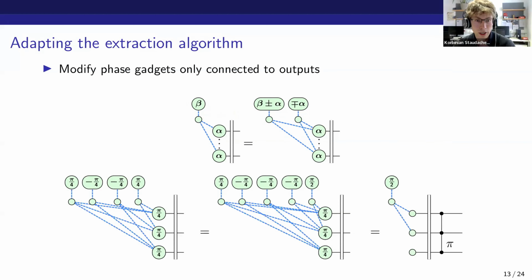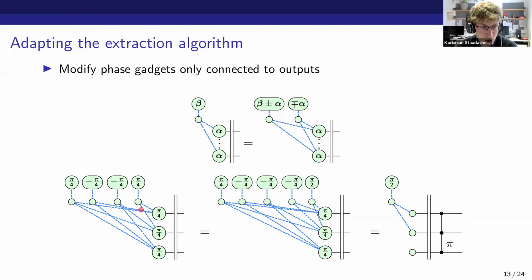And as an example where this might occur is the following. This structure here has every phase gadget we would need for a 3-qubit controlled phase gate, but the phase of this phase gadget would need to be -π/4 instead of π/4. And then we can use this rule.